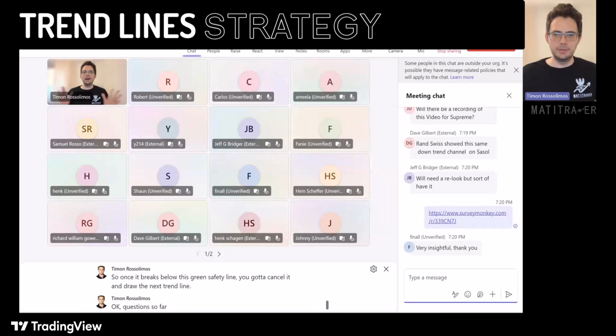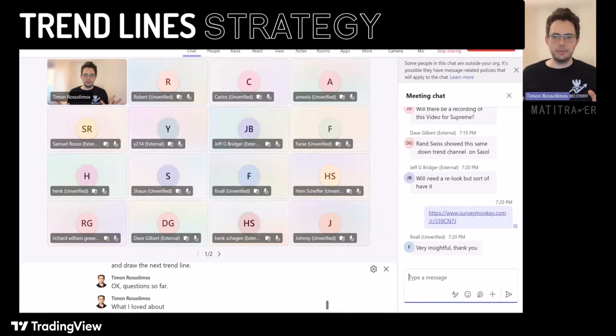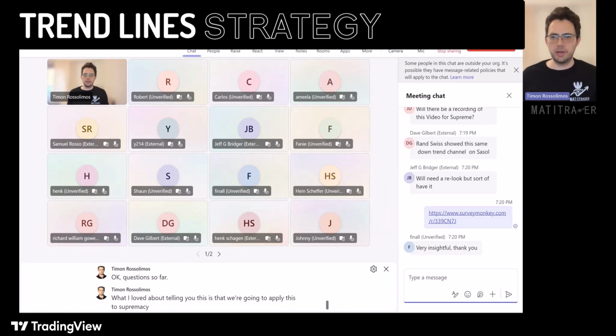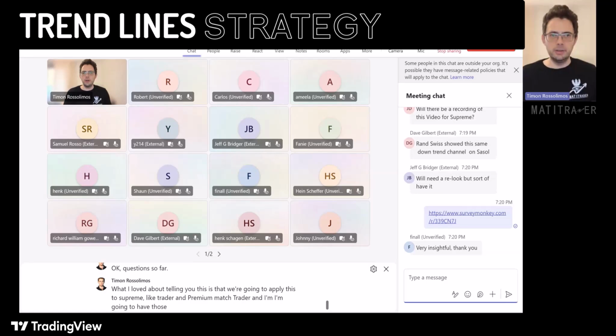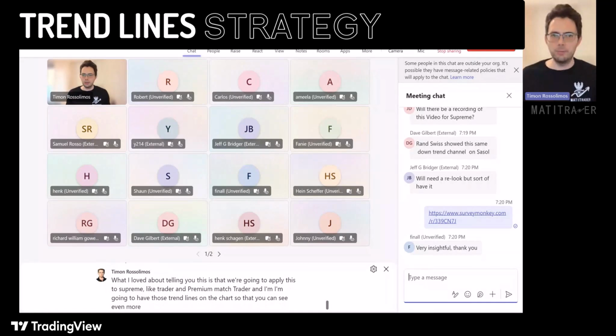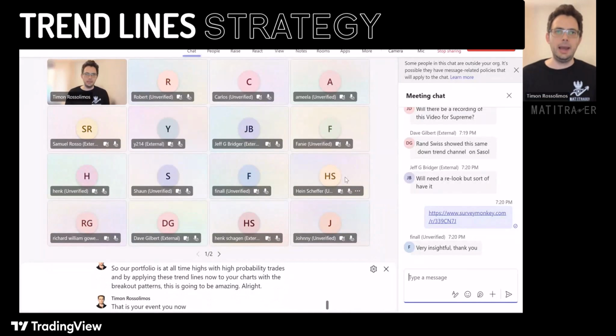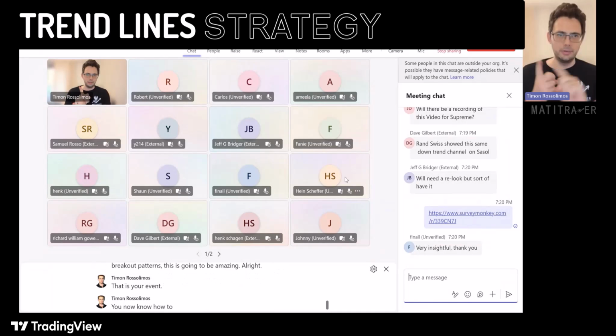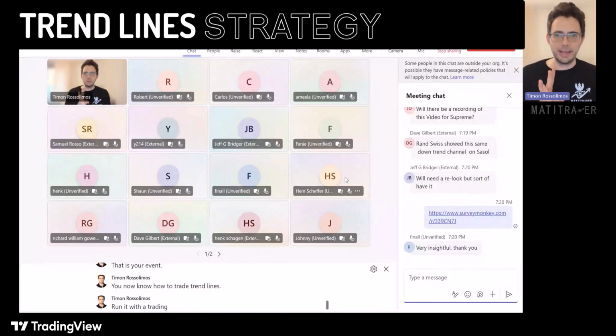What I loved about telling you this is that we're going to apply this to Supreme Trader and Premium Trader. And I'm going to have those trend lines on the chart so that you can see even more likelihood of whether a trade is likely to work out. You now know how to trade trend lines, run it with a trading strategy, apply it with your breakout patterns.